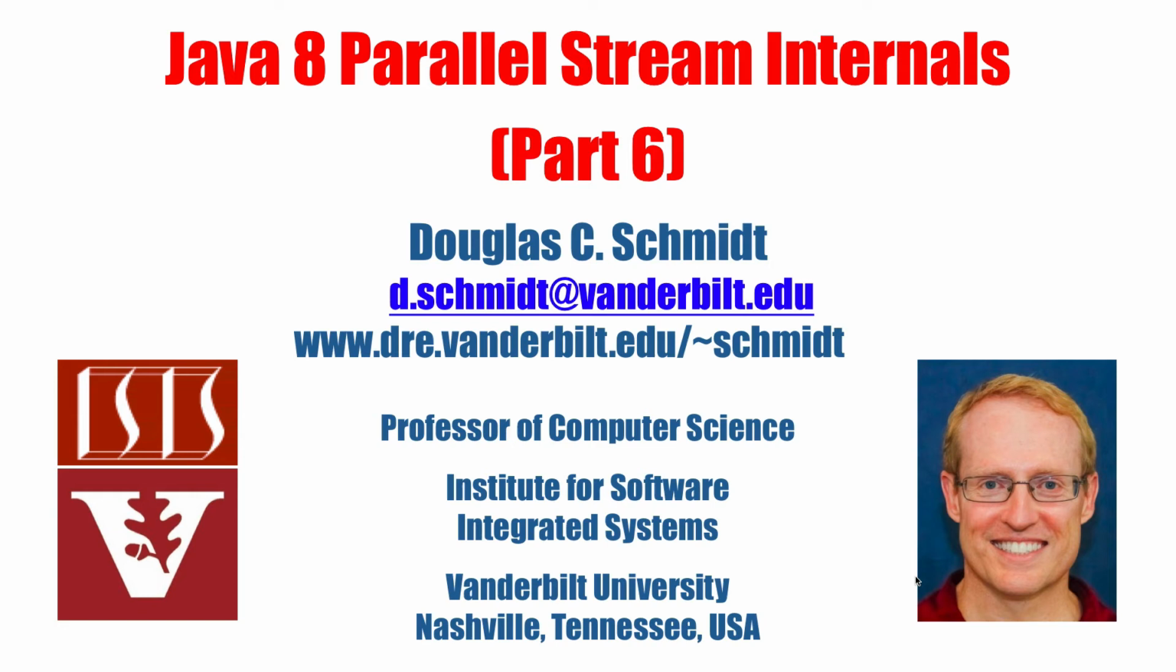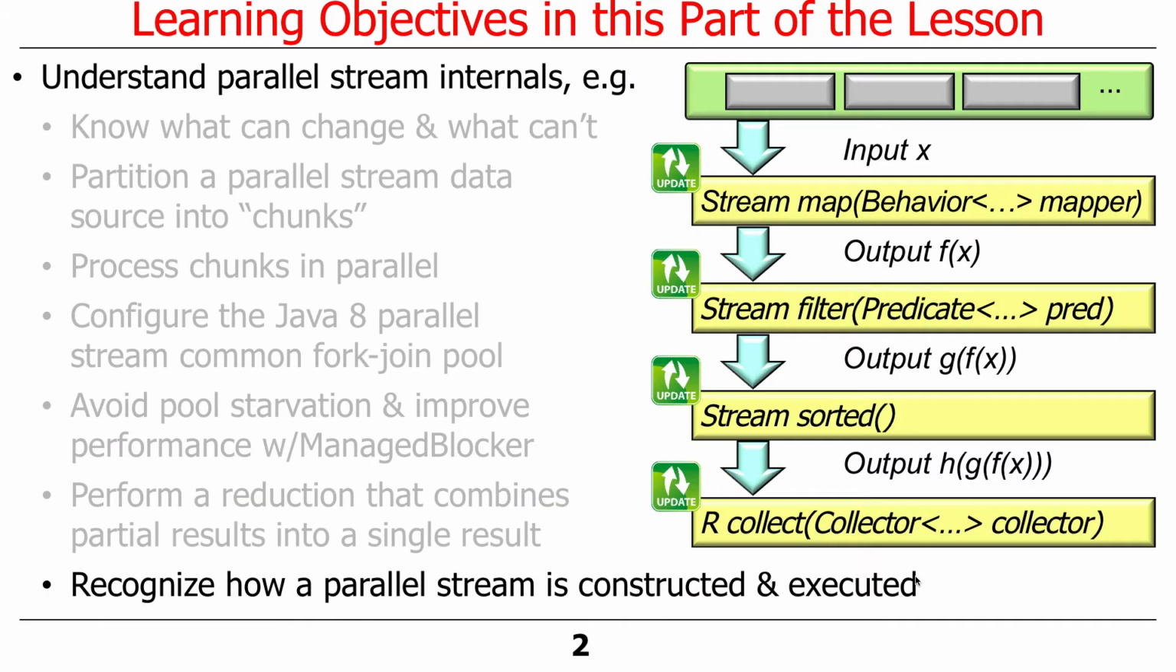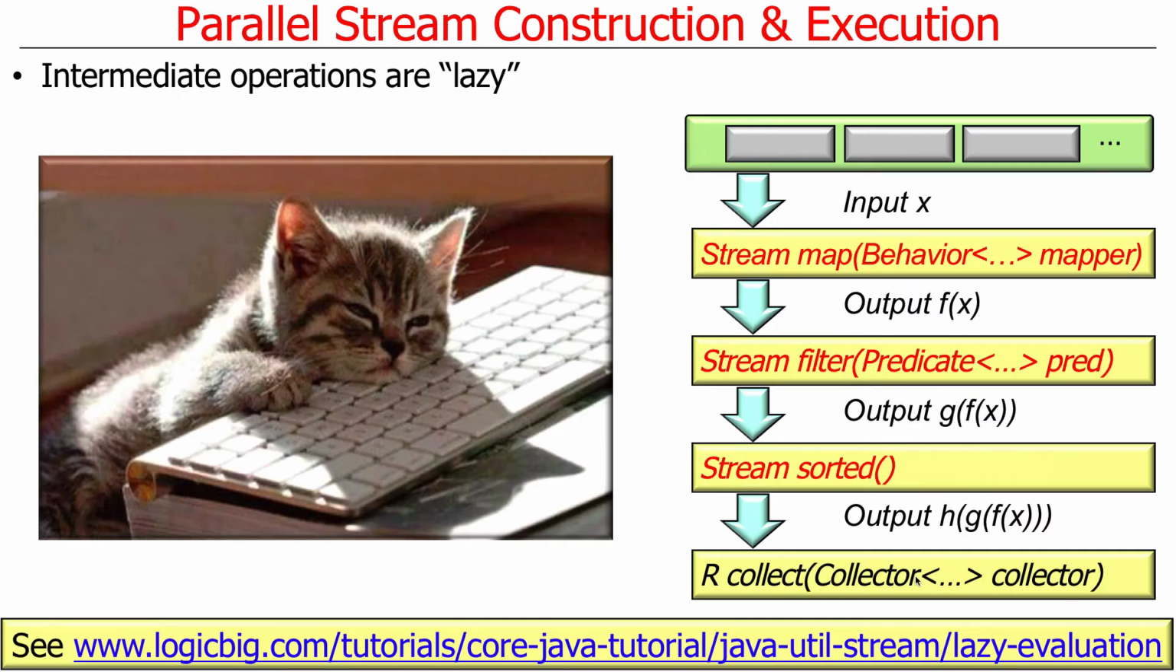So the sixth and final part of our internals discussion is going to describe how a parallel stream is actually constructed and executed. This is where hopefully all the various pieces we've talked about come together, and you can see how the runtime system of Java streams actually works when you write a stream.